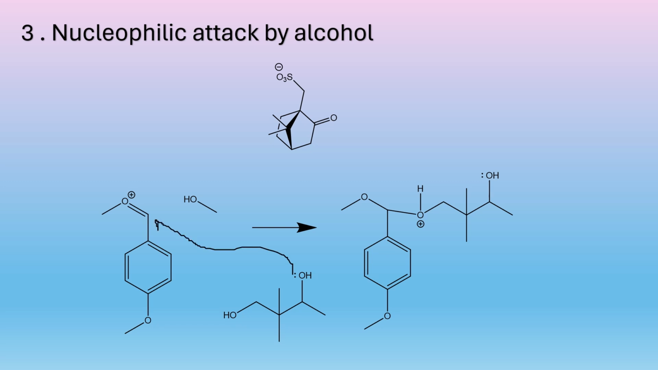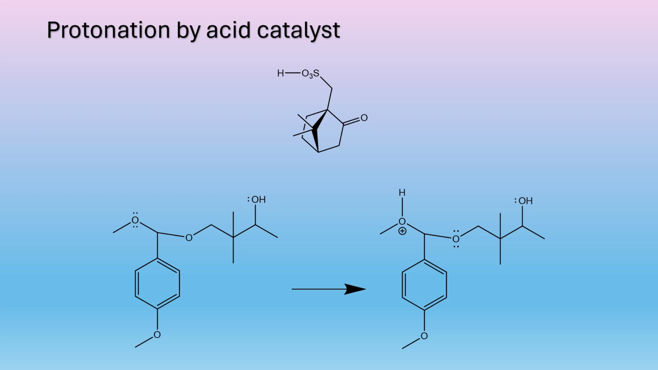The OH group can now act as a nucleophile and attack the electrophilic carbonyl carbon, and this intermediate can now lose a proton from the conjugate base of the camphorsulfonic acid, thus reforming the catalyst. From here, we repeat these steps again.